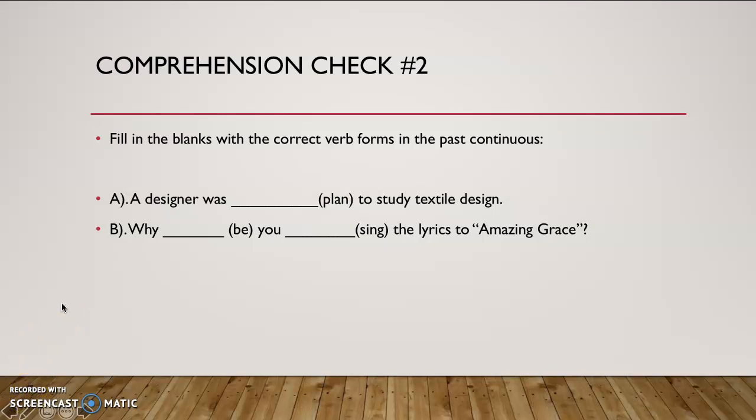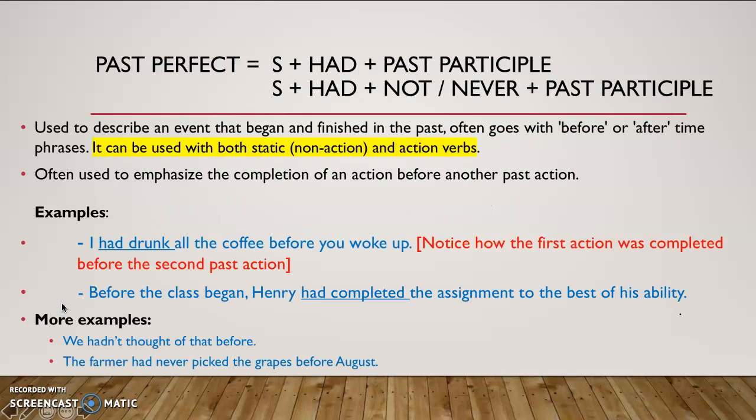All right, welcome back. We're going to be moving on to the past perfect. This is our third verb tense in the past. Subject plus had plus past participle. That is the third form of the verb. To create the negative, subject plus had plus not. You can also use never plus past participle.